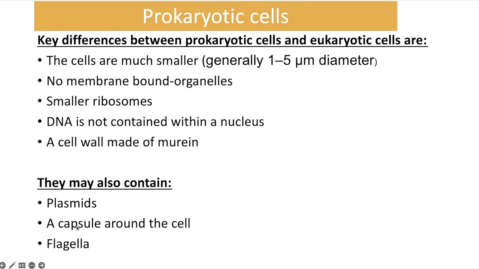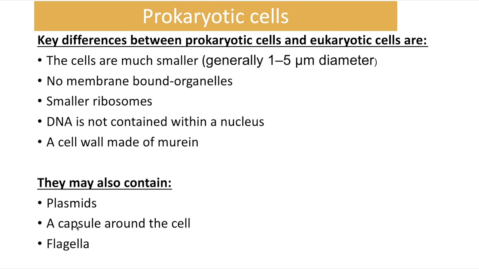So if we move on to prokaryotic cells next, and look at the key differences between prokaryotic cells and eukaryotic cells. First of all, prokaryotic cells are much smaller. Typically they're 1 to 5 micrometers in diameter. They don't contain any membrane-bound organelles. They do have ribosomes, but it's the smaller 70S ones.